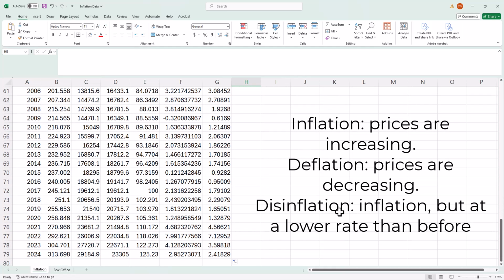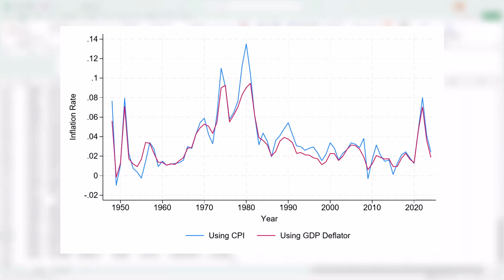There is a third concept called disinflation that I brought up in the video on GDP data, which means that there's still inflation, but it's not as high as it used to be. And that's what we can see in these recent years of 2023 and 2024, where inflation is still positive, prices are still going up, but not as fast as they used to back in 2022 when the inflation rate was very high. I've put up on screen here a graph of the inflation rate over time.